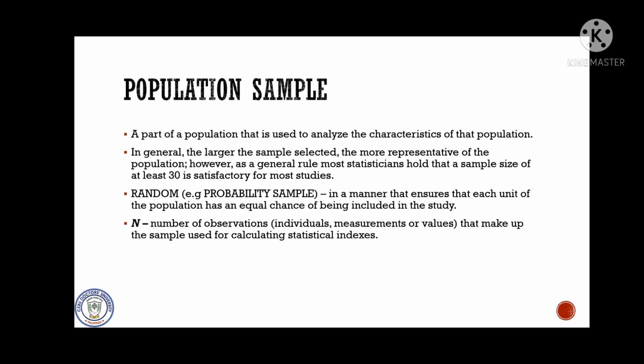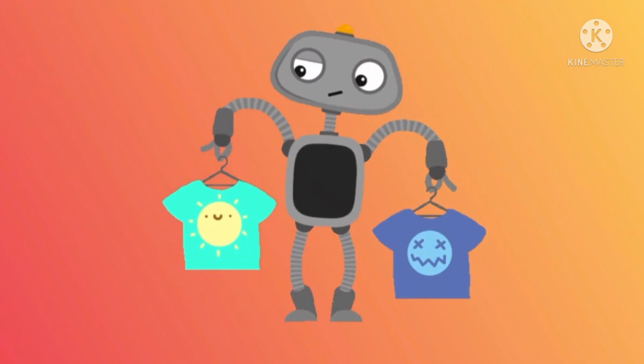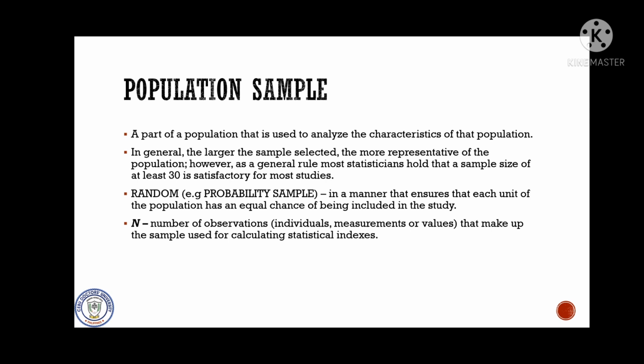In general, the larger the sample selected, the more representative of the population. However, as a general rule, most statisticians hold that a sample size of at least 30 is satisfactory for most studies. To be truly representative and also to avoid bias, samples should be selected at random. So it must be in a random manner that ensures that each unit of the population has an equal chance of being included in our study. The letter capital N indicates the number of observations, like individuals, measurements, or values, that make up the sample used for calculating statistical indexes.